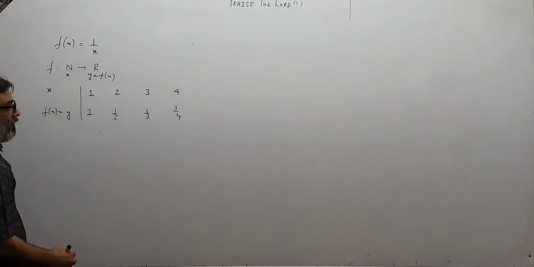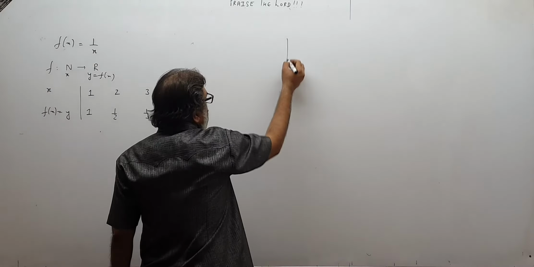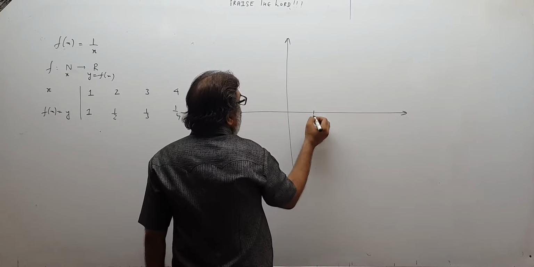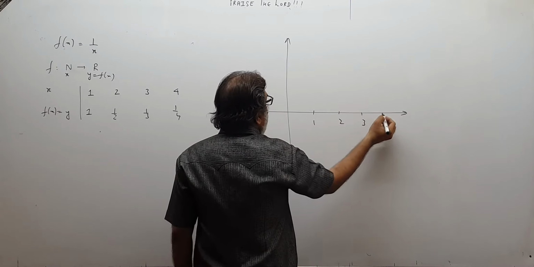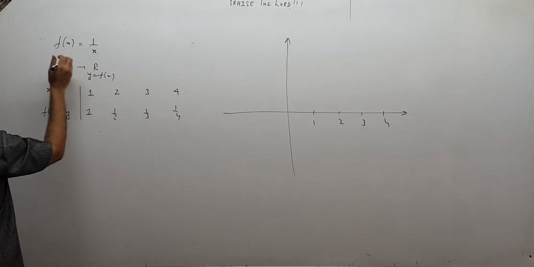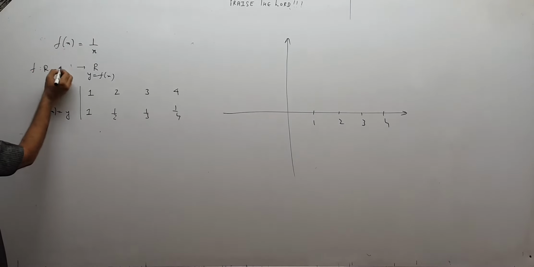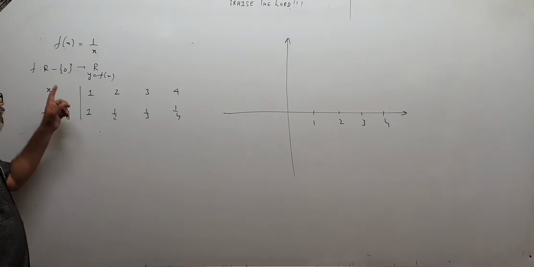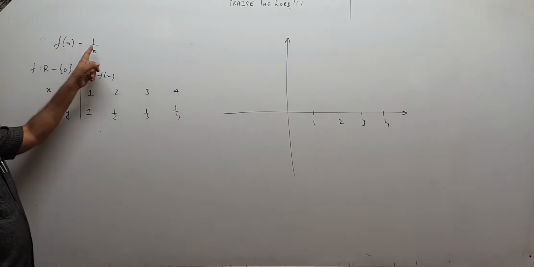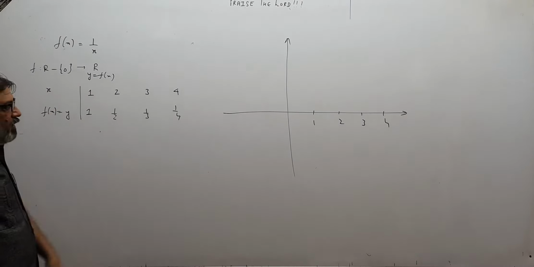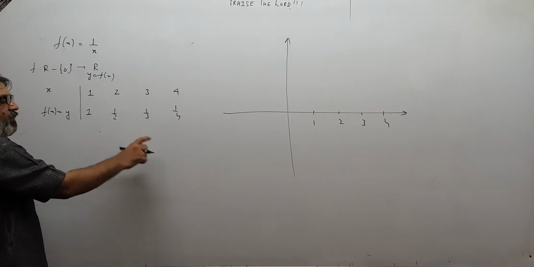If I draw the graph of this function, children, it will come out to be like this. This is 1, this is 2, this is 3, this is 4. Let me make it not N but R minus 0. R minus 0 means all the real numbers but not 0. Why? Because if I take f(0), then 1 upon 0 won't be defined. So R minus 0 to R, I am taking any real number. Anyway, for a few real numbers I found out the values.